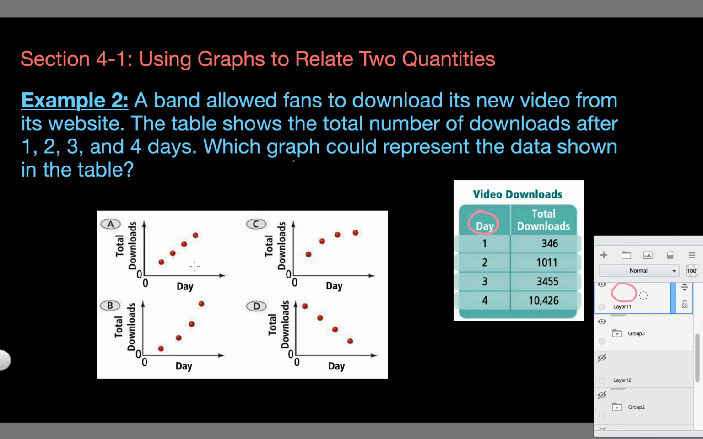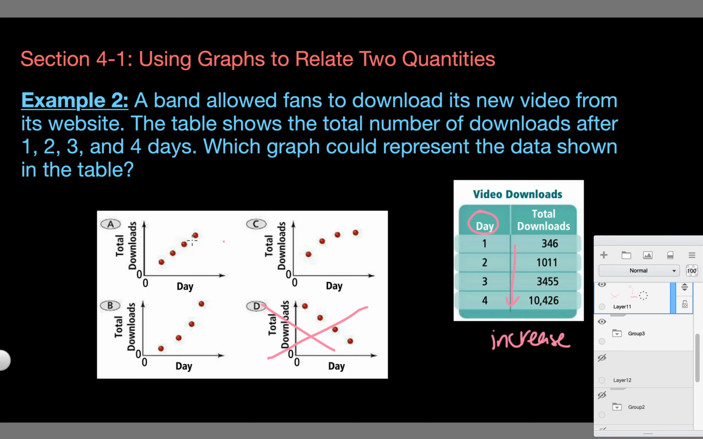So it wants us to figure out which one of the graphs, A, B, C, or D, could represent the data in the table. So just at first glance, we can see that the total downloads are increasing, right? So these are increasing as the days increase. So I know automatically that D is not an answer, because I can see that as the days are increasing, the total downloads are decreasing, and that's false. So now I want to take a look at A, B, and C and figure out what the differences are so I can then figure out which one is correct. So in graph A, it really looks like there is a constant amount of downloads being added per day.